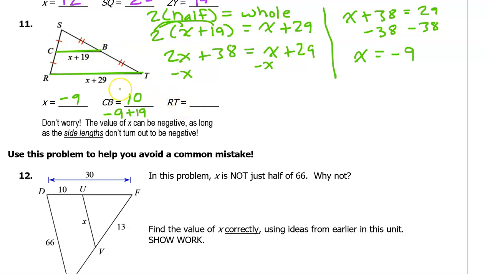And then for RT, we don't have to use the x plus 29. RT is double the length of the midsegment. So this should be 20.